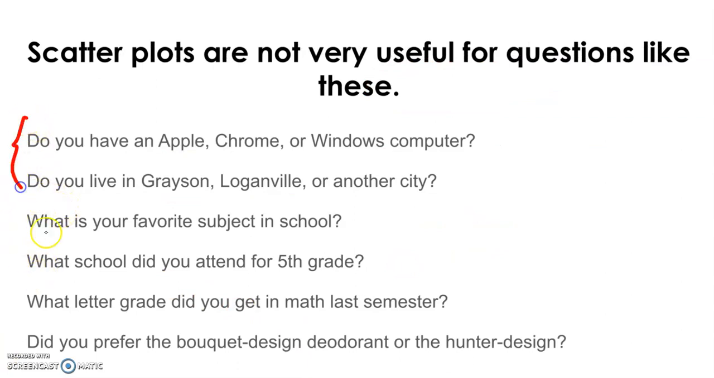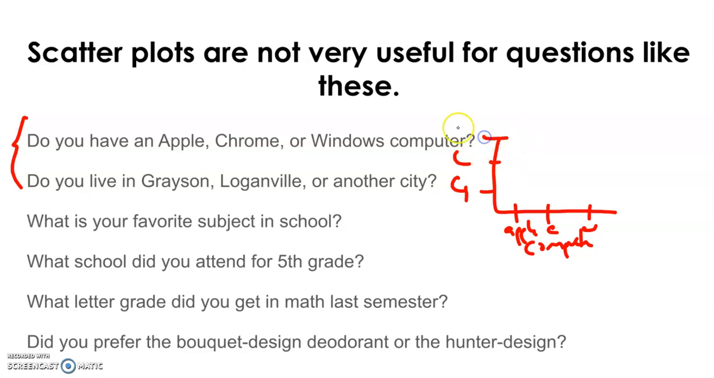So if I wanted to pick a couple of these questions to answer with a scatter plot, and I want to put your computer down here, well, how do I do that when these aren't numbers? What do I put first? How far apart? Do I just put Apple and Chrome and Windows, and then up here do I put Grayson and Loganville and different? And then like Grayson and Apple, what if a lot of people fit here? How many would I put in one place? They just don't come out right. Scatter plots don't come out very well when your questions ask for category answers. They just don't really work out.